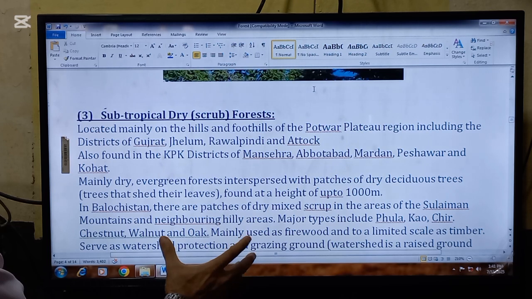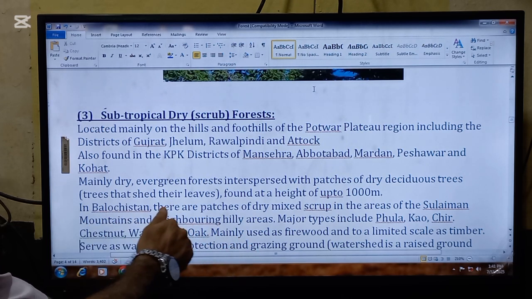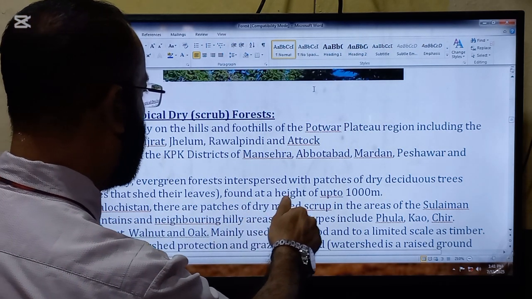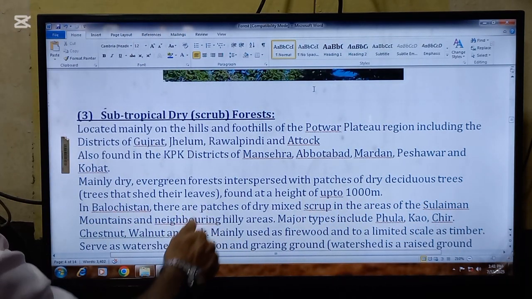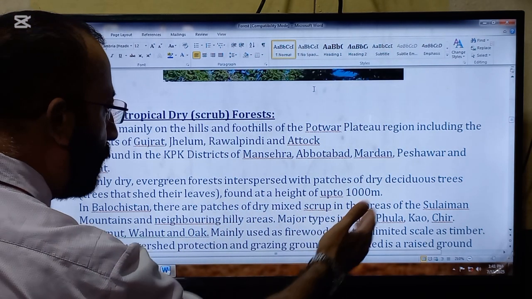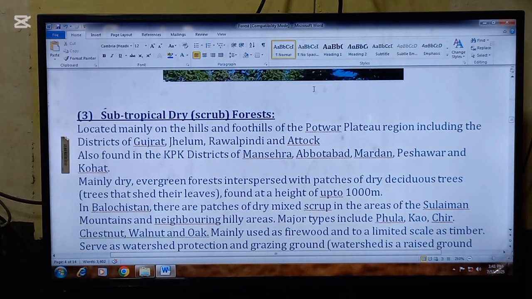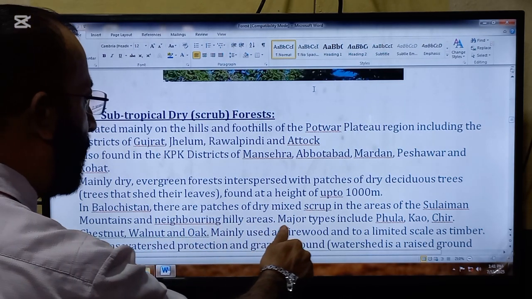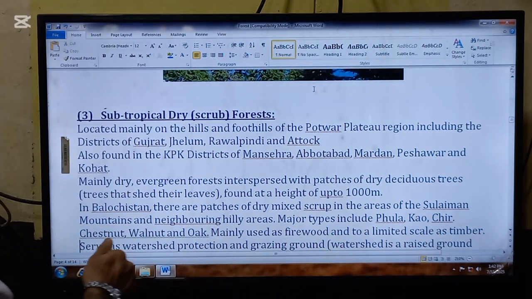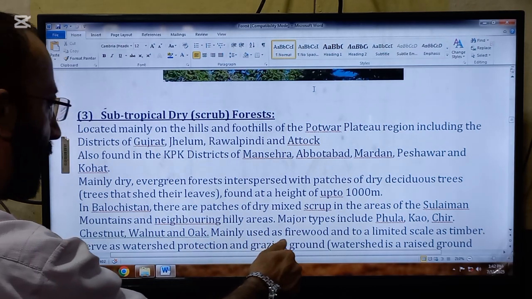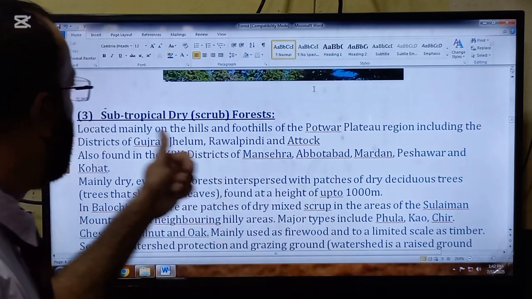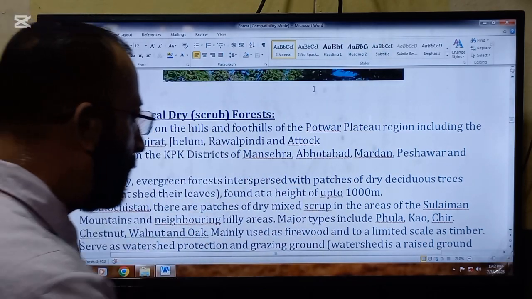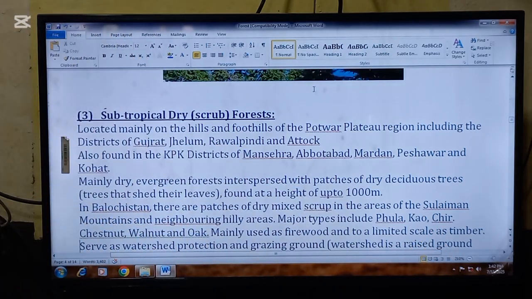Now the thing which we are going to read is mainly dry evergreen forest interspersed with patches of dry deciduous trees that shed their leaves, found at a height of up to 1000 meters. In Balochistan, there are patches of dry mixed scrub in the areas of the Suleiman Mountains and neighboring hilly areas. Major types include phulai, kau, chir, chestnut, walnut and oak. So these are the types which are available in subtropical forest.